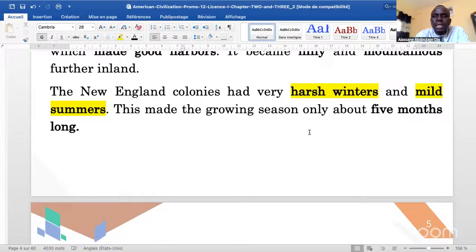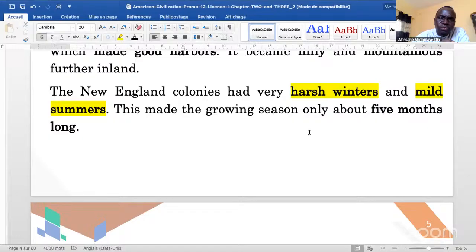So the New England colonies had very harsh winters and mild summers. If I tell you about the climate, what does it mean? Harsh winter. Winter means hiver. It means it was very, very cold. And the summer means été in French. The summers were very mild. So it means in summer it's not very hot. But the winter season, when it gets cold, it is extremely cold.